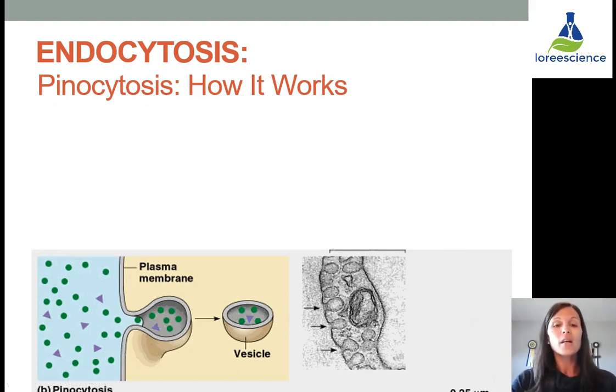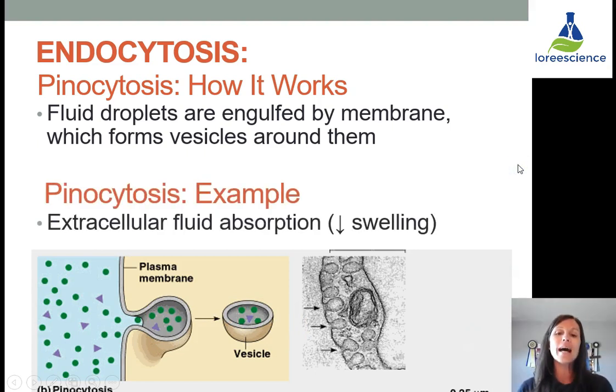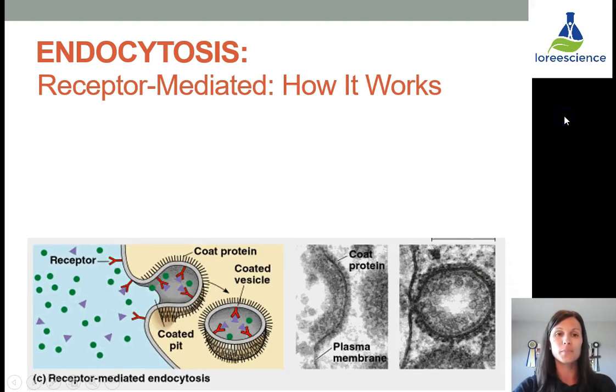Pinocytosis, however, is intake of fluid. It's like cell drinking. So fluid droplets, in this case, instead of solids, are engulfed by the membrane, a similar mechanism as phagocytosis, forming a vesicle, and it moves inside. So this is how swelling decreases. If you ever sprain an ankle or a wrist, it swells up. Well, that swelling disappears because your cells are all undergoing pinocytosis to reabsorb that extracellular fluid.